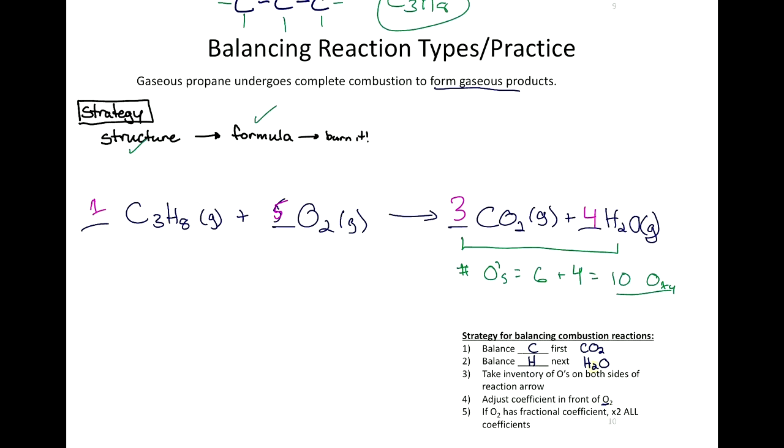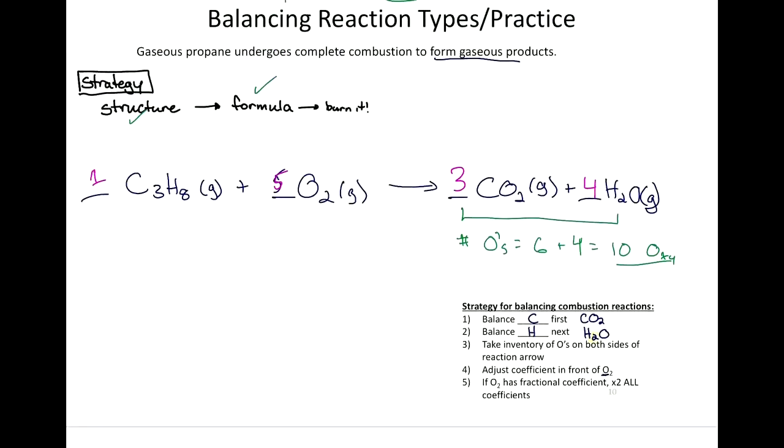So follow the strategy here in the corner. There's a little caveat here. Sometimes when we balance oxygen, there's a fraction, but don't worry. If you have a fraction in front of your oxygen coefficient, we just multiply by 2 all the way across to get rid of that fraction. I think there's another example coming up.